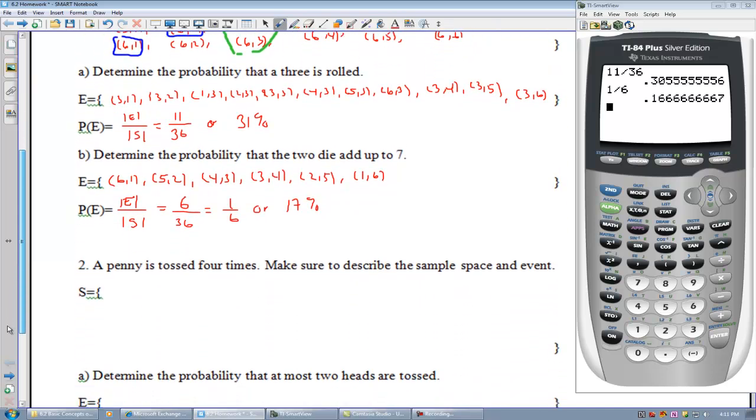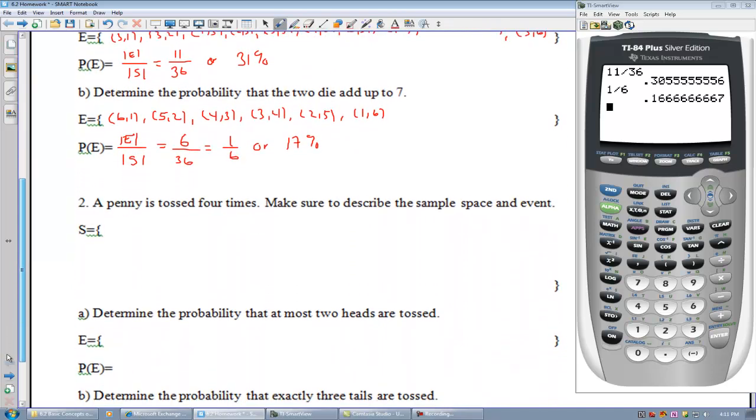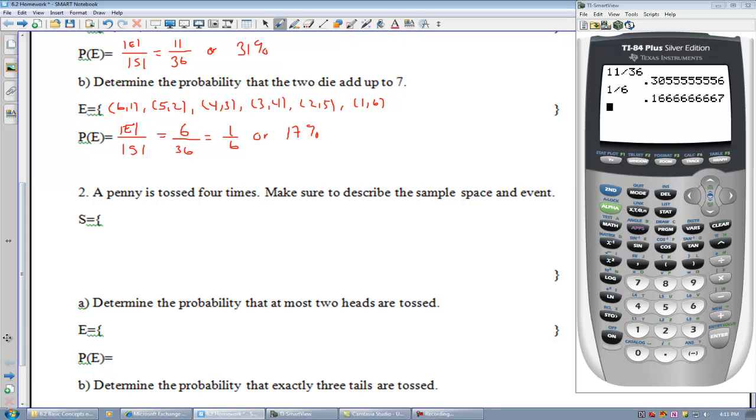All right, and number 2. A penny is tossed 4 times. Make sure to describe the sample space and the event space. Again, you're just supposed to look at 6.1 and copy them all down. So I'm just going to look at my 6.1 and copy them down. So I have HHHH.